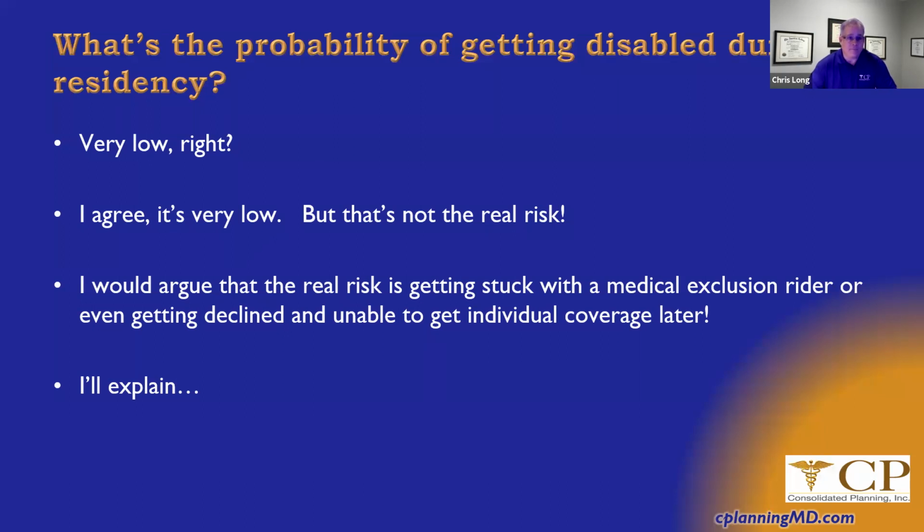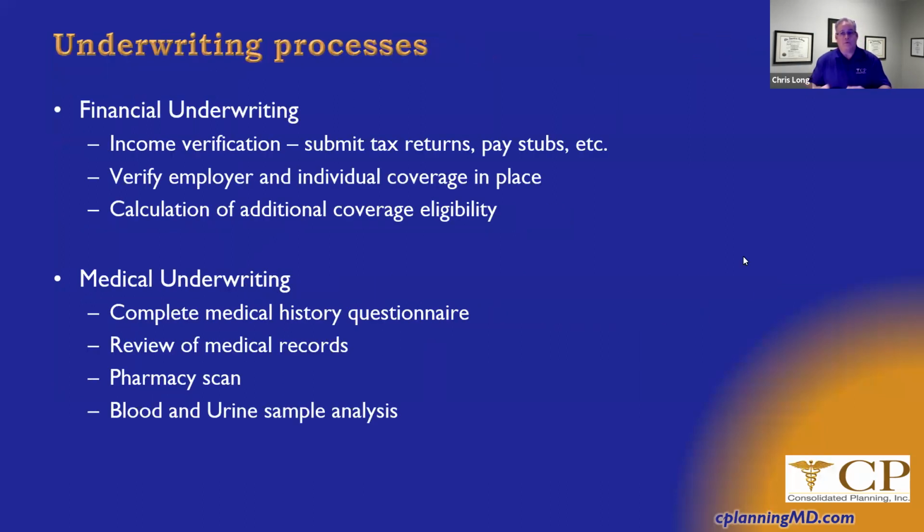And I want to explain that. So when you go to apply for an individual policy, you've got to go through two underwriting processes. The first is financial underwriting. Well, that's pretty easy. They're just looking at your income. They want to see maybe some pay stubs, tax returns. They want to look at your employer coverage. They want to know what you have, and they're going to calculate if you're eligible for additional coverage. Now, usually in residency, the insurance companies waive the financial underwriting requirement, and they allow you to ignore your employer coverage and let you get up to that $5,000 limit for individual coverage if you want it.